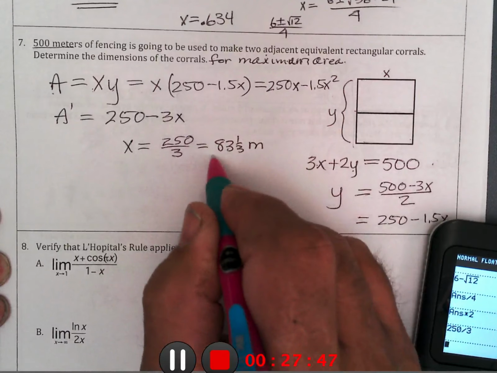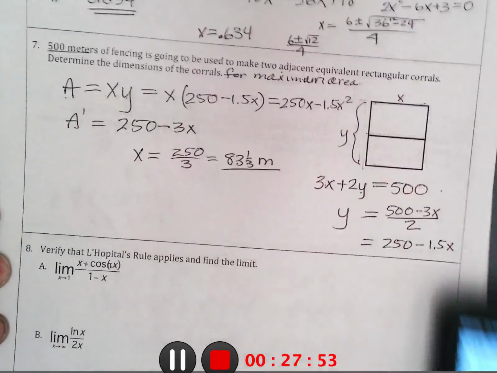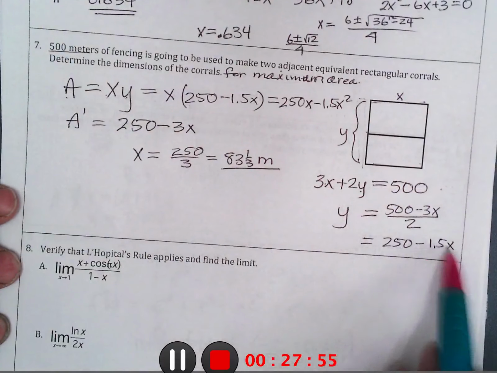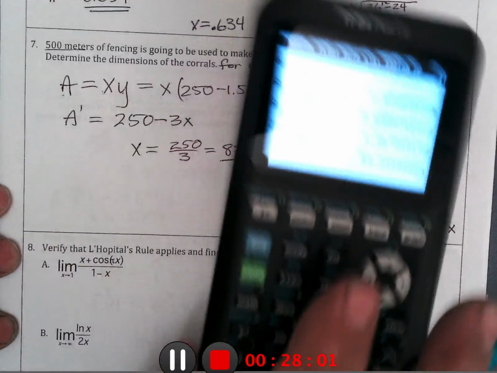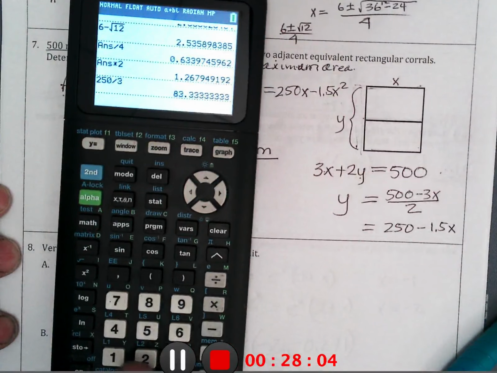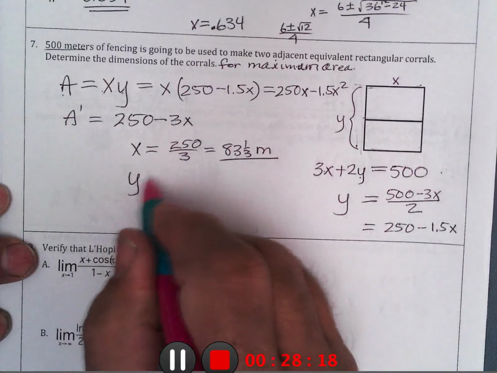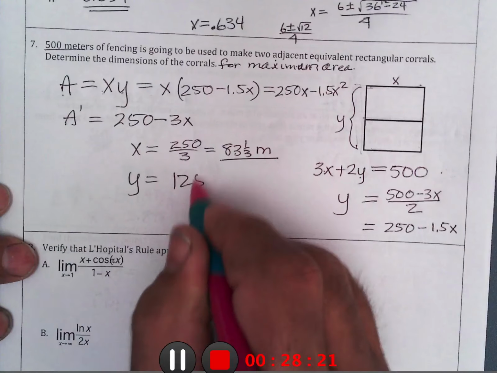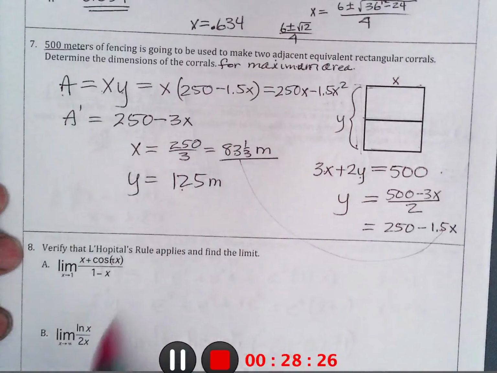So that's that length, and then I just got to find Y, and Y is 250 minus 1.5 times X. So 250 minus 1.5 times my last answer, and that's 125. I got that by putting this in for the X and solving for Y. And there's my dimensions.